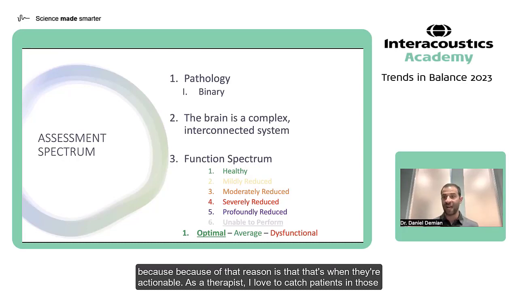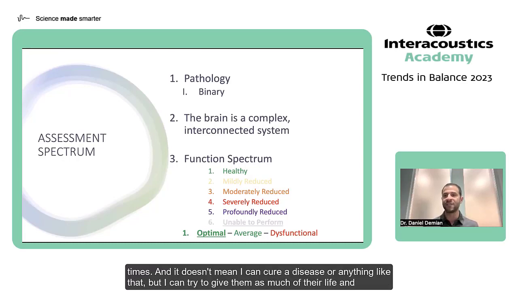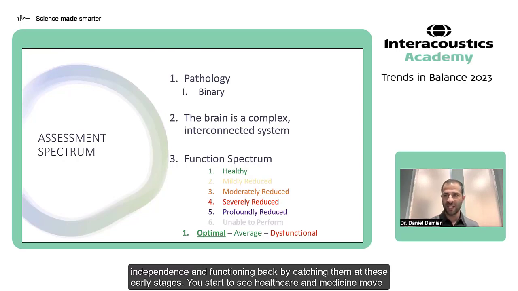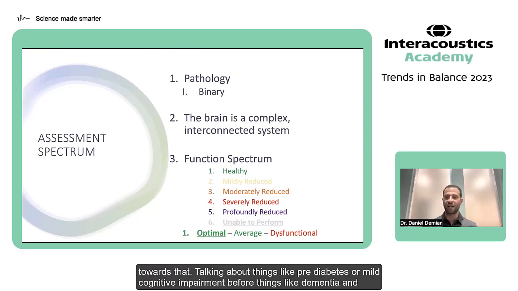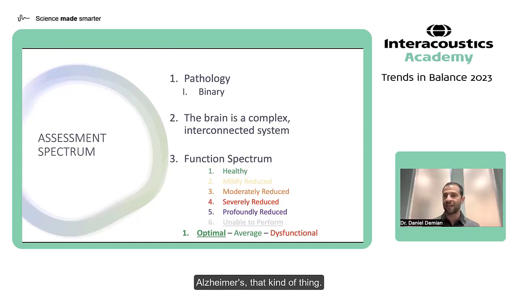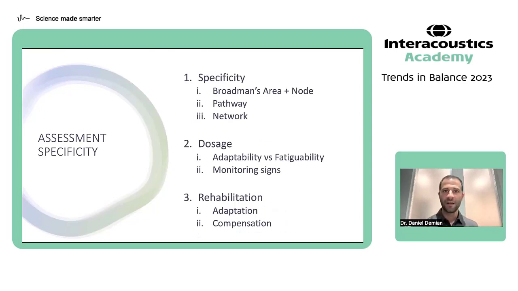As a therapist, I love to catch patients in those times. And it doesn't mean I can cure a disease or anything like that, but I can try to give them as much of their life and independence and function back by catching them at these early stages. And you can start to see healthcare and medicine move towards that, talking about things like pre-diabetes or mild cognitive impairment before things like dementia and Alzheimer's, that kind of thing.